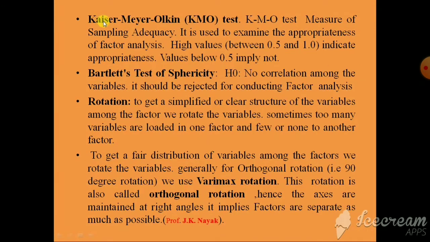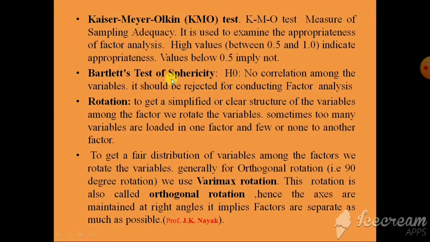The KMO test, that is the Kaiser-Meyer-Olkin test, popularly known as the KMO test, measures sampling adequacy, whether the number of samples is adequate or not. It is used to examine the appropriateness of factor analysis. High values between 0.5 to 1 indicate appropriateness. Values below 0.5 imply no. That means we are not able to run the factor analysis because of the small sample size.